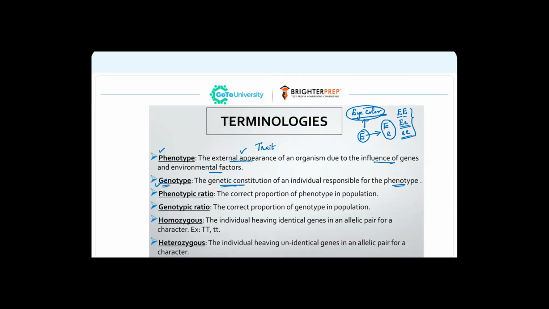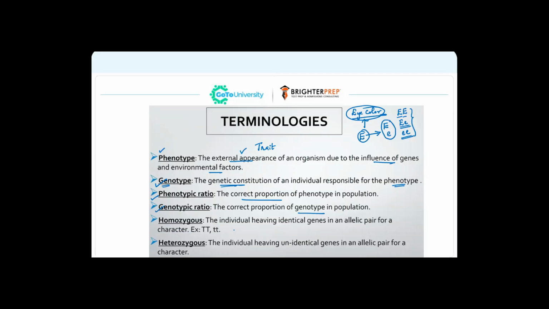Now coming to phenotypic ratio. It is the proportion of phenotype in a population. So in a particular cross, how many progenies were having the particular trait. The phenotypic ratio represents the proportion of phenotype in a population. Now genotypic ratio is the proportion of genotype in a population. Now, as we mentioned already, the homozygous and heterozygous.